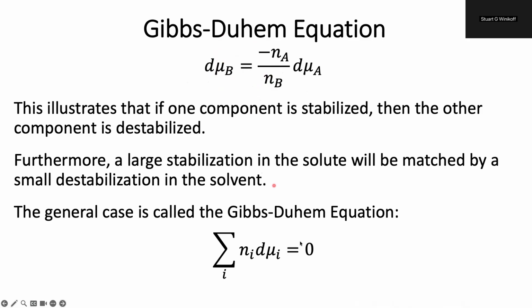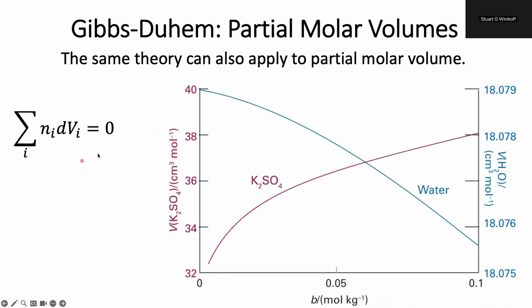But it turns out we can relate this to a multi-component system using something called the Gibbs-Duhem equation. By simply adding together the amounts of each of the components times their chemical potentials, all of those should add up to zero, again, assuming slow change. And it's worth noting that, remember, we started with this idea that the chemical potential had a very similar formalism to the partial molar volume. And it turns out we can apply the same exact theory to the partial molar volume.